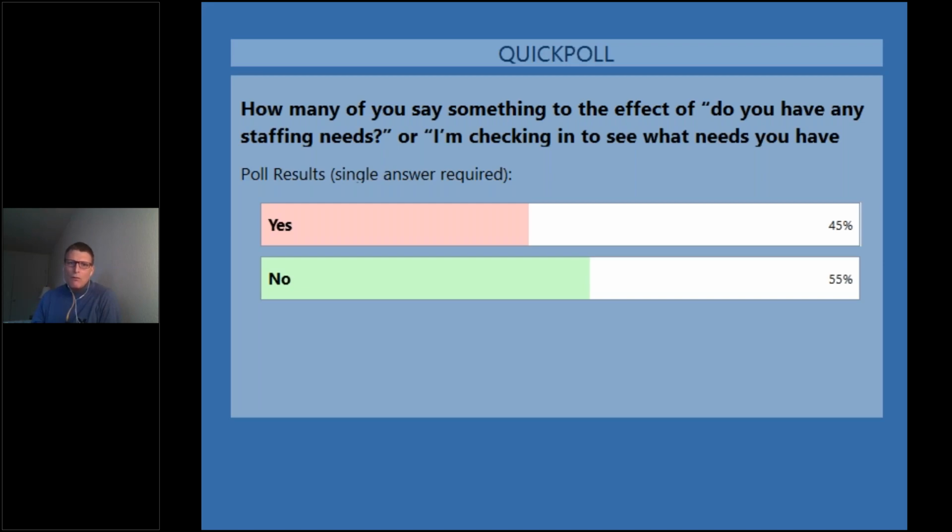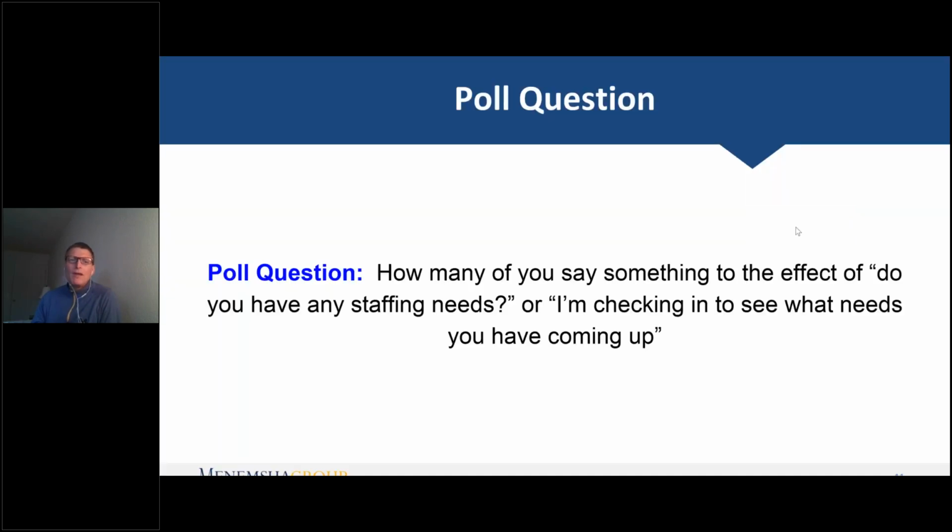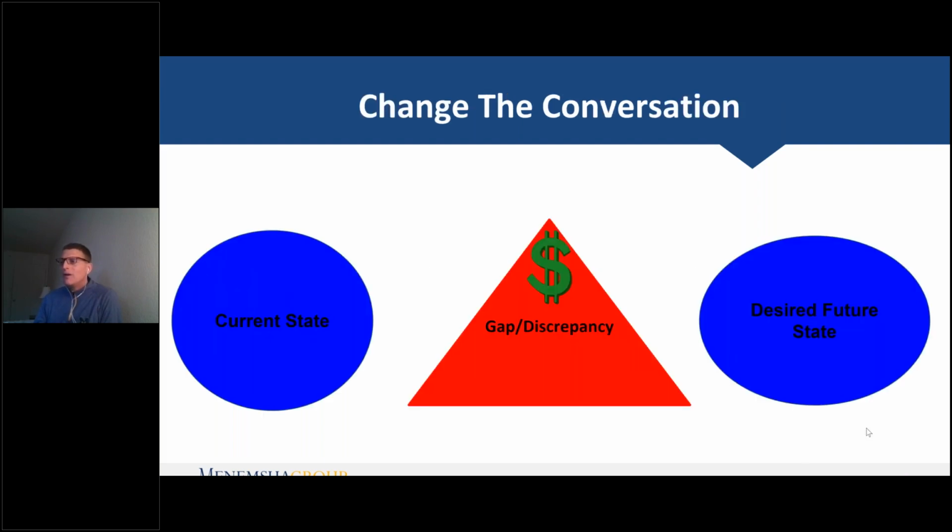So what we want to do, and we can jump to the next slide, what we need to do is change the conversation. So if you want to avoid the objection of we have a hiring freeze or we're putting a freeze on all spending, we as salespeople need to learn to change the conversation.